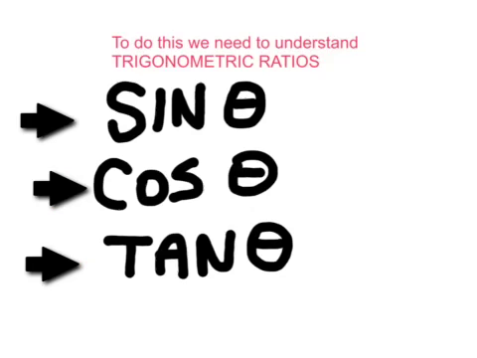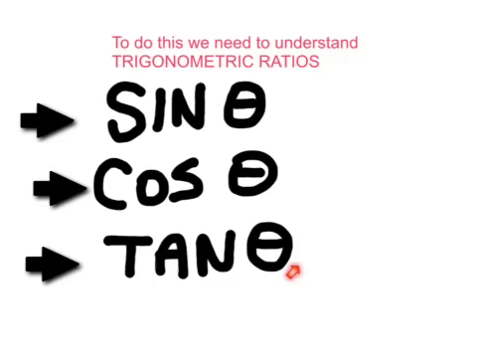To calculate the missing side length, we need to understand trig ratios: sine, cos and tan. This little symbol here is theta, and it's just the universal symbol for angle size. So sine theta, cos theta and tan theta.